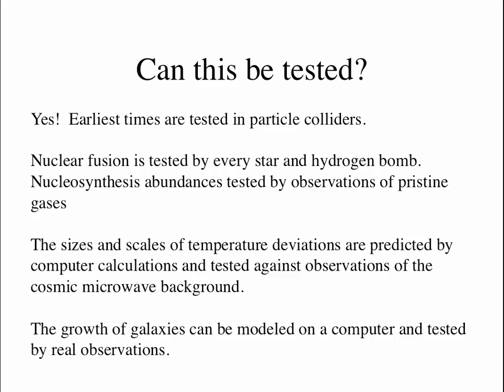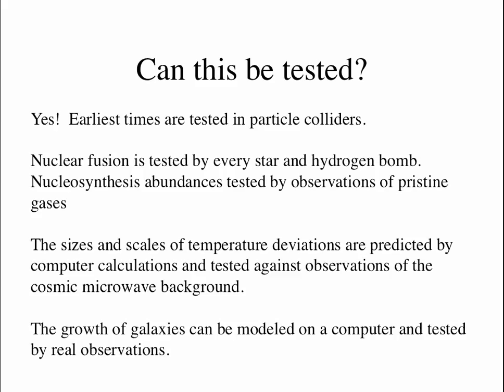Nuclear fusion, which happened between 100 seconds and 20 minutes after the Big Bang, first of all, is tested by every star that we see. It's tested whenever we blow up a hydrogen bomb, which thankfully is very rarely. More important, the exact abundances, the percentages of each element, can be tested by looking at the purest gas that we can find in space, which is gas that's located in between galaxies. And when we measure abundances in that, we recover the predictions from Big Bang nucleosynthesis.